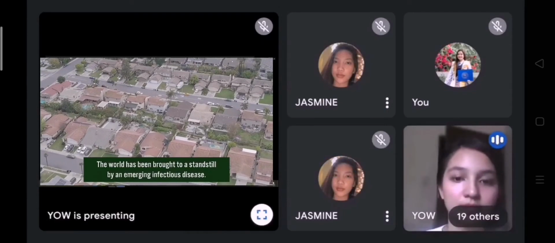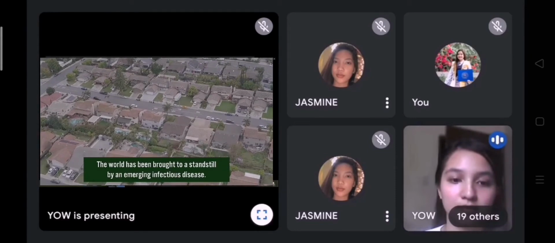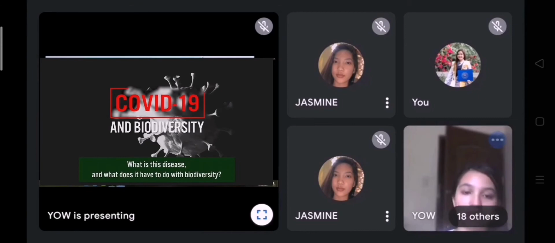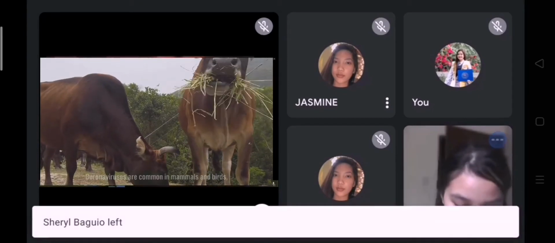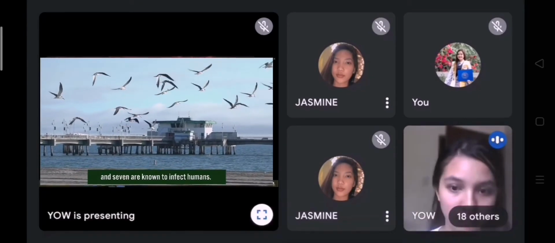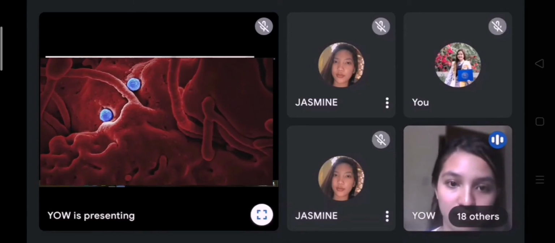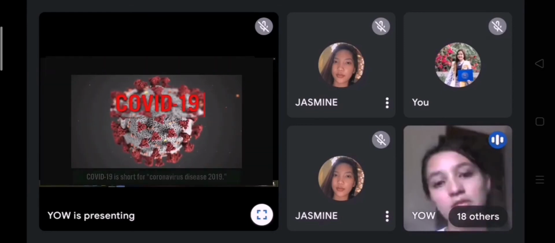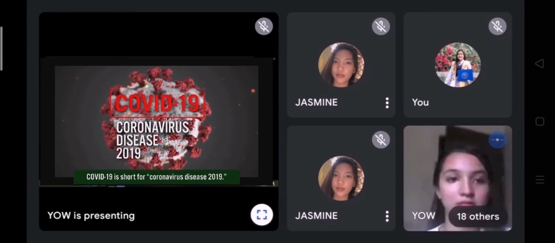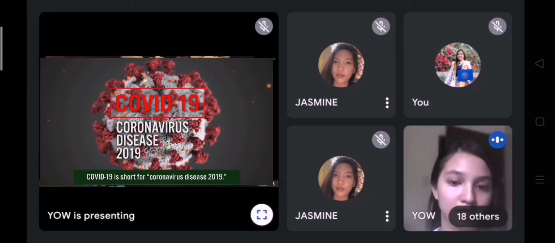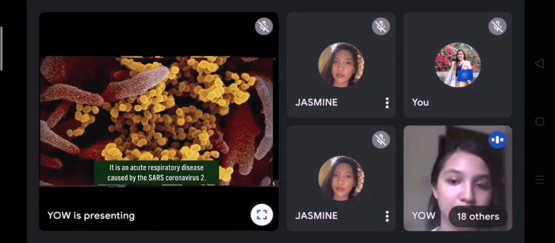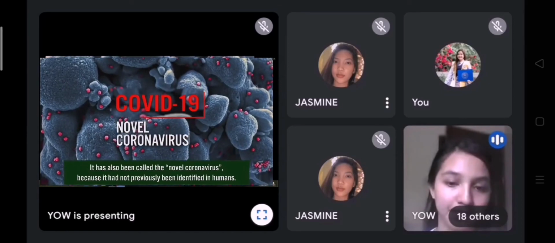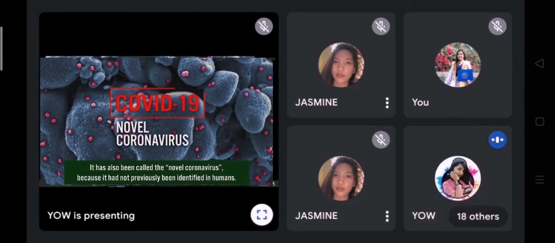The world has been brought to a standstill by an emerging infectious disease. What is this disease? And what does it have to do with biodiversity? Coronaviruses are common in mammals and birds, and 7 are known to infect humans. 4 of these cause mild symptoms akin to the common cold. COVID-19 is short for Coronavirus Disease 2019. It is an acute respiratory disease caused by the SARS coronavirus 2. It has also been called the novel coronavirus because it had not previously been identified in humans.